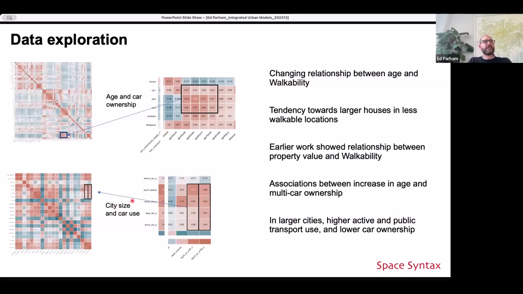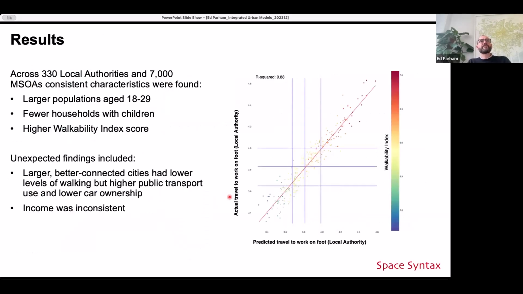And then we were seeing these things about city size and car use. And what we were saying was we had a different measure of city size. We weren't measuring it in terms of population or in terms of area. We were measuring it in terms of the spatial network and a particular metric called node count, which I won't explain now. What we were seeing with this was that bigger cities actually had lower levels of walking, but they had much higher levels of active transport, much higher levels of public transport, and much lower levels of car use.